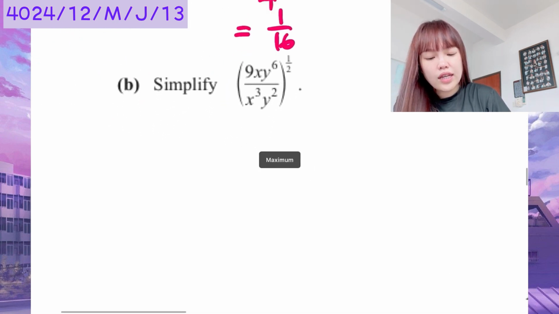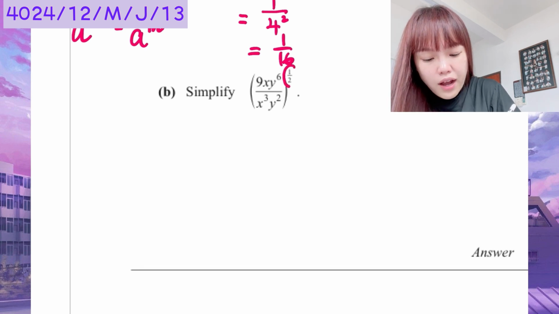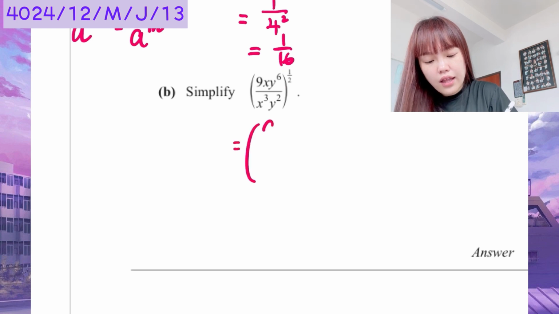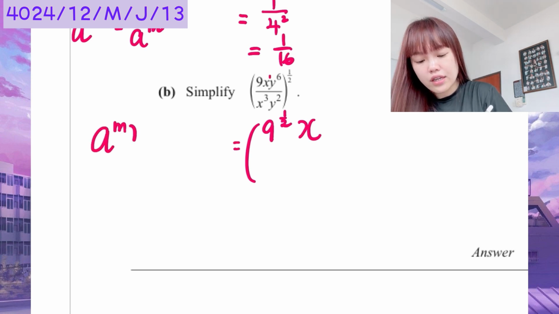Okay, now this one is another indices question also. Okay, this is power half. This power half belongs to all of these here. So it will be 9 to the power of half, and then x, since this is nothing, right, means it's 1. Okay, another law of indices here, if you have a bracket with the n, it means with times.